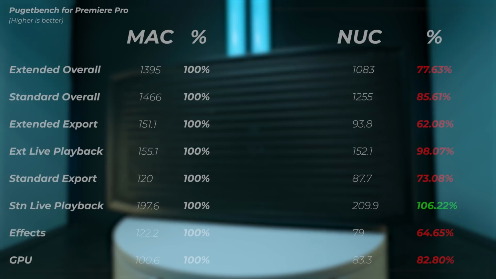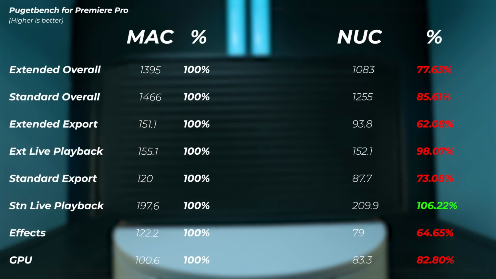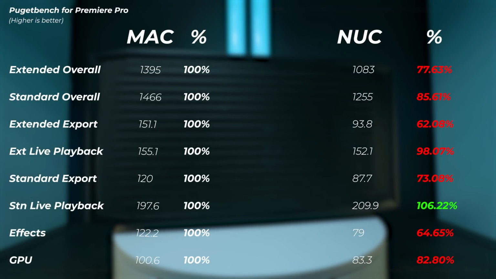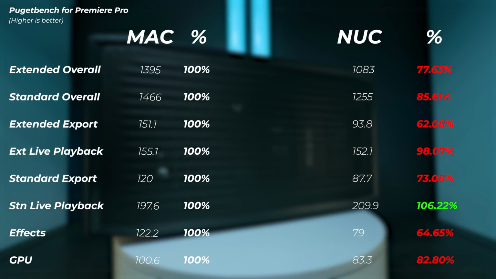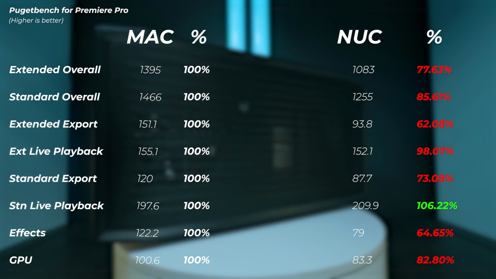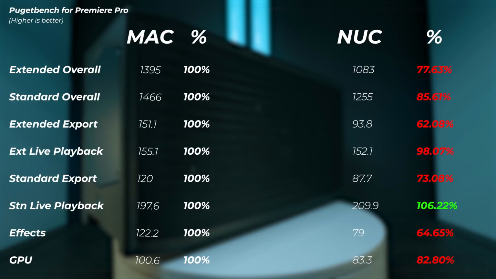Now, video editing, and here we have Premiere Pro. When looking at the scores, the overall score for the NUC is about 23% slower than the Mac Studio. But when looking at the standard overall score, it's only 15, or 14.4%, slower.